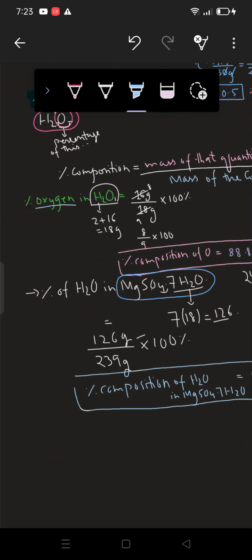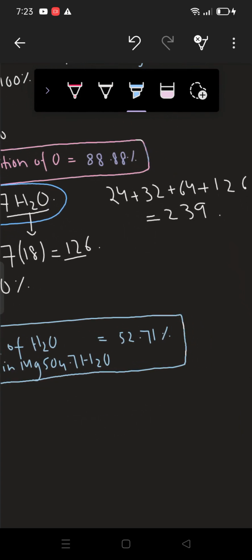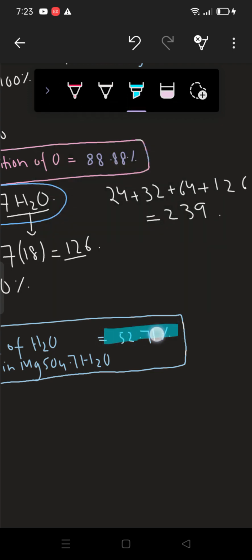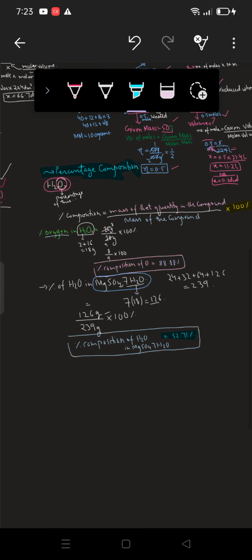Then we calculated the percentage composition of H2O in magnesium sulfate with 7 molecules of water, and there we got that the percentage composition of H2O present in magnesium sulfate heptahydrate is 52.71 percent, right? And we discussed in great detail how to calculate the percentage composition.